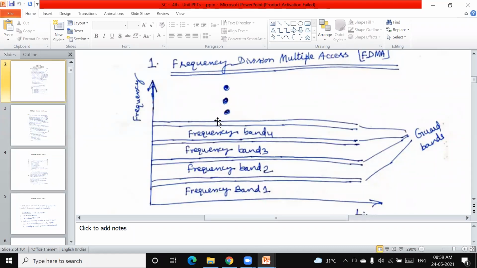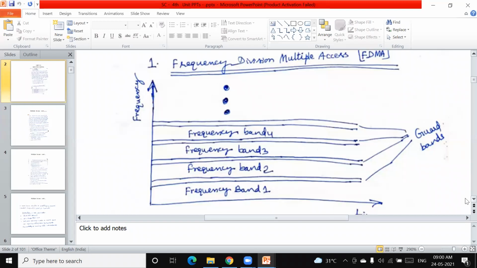Now you can see these two lines I have mentioned here, guard bands. This is band 1 and band 2, band 3, band 4, etc. To avoid the crosstalk and the interference taking place between these two bands, some guard band frequency is used. In fact, it is a kind of filter that can be used here to avoid the crosstalk as well as the interference between adjacent frequency bands.